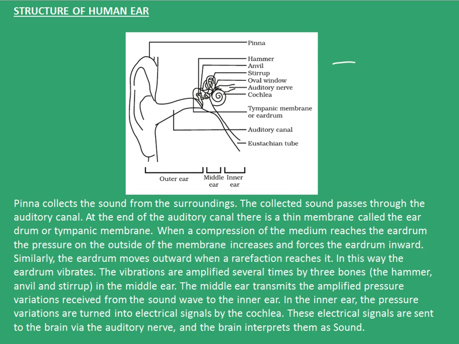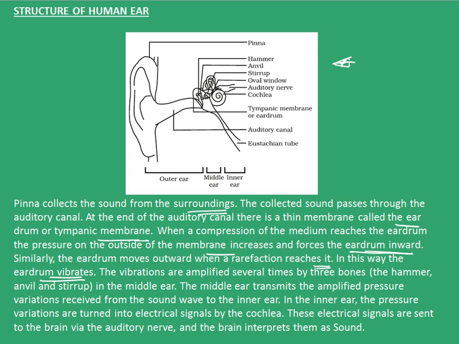The figure here shows the structure of the human ear. The pinna, which is the outermost part of the ear, collects the sound from the surroundings. The collected sound then passes through the auditory canal. At the end of the auditory canal, there is a thin membrane called the eardrum or tympanic membrane. When the compression of the medium reaches the eardrum, the pressure on the outside of the membrane increases and forces the eardrum inward. Similarly, the eardrum moves outward when a rarefaction reaches it. In this way, the eardrum vibrates.